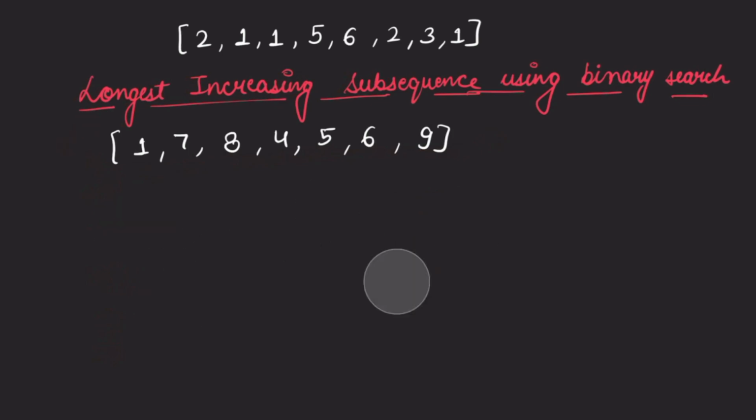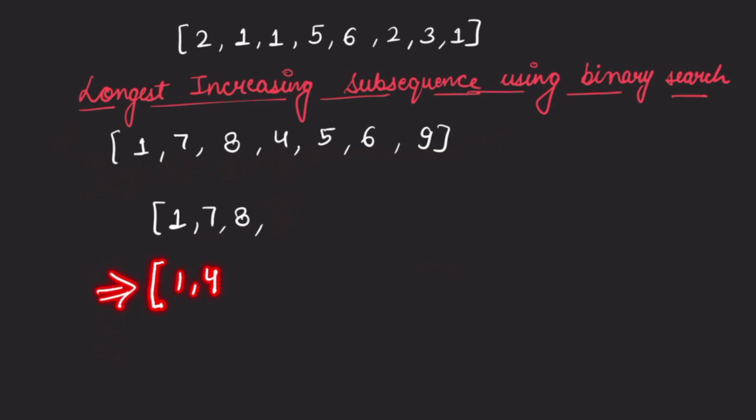So what we'll do is, let's start from the starting again. So we'll take 1 here, right? Then next is 7. We can take 7 because 7 is greater than 1. Then we can take 8 because 8 is greater than 7. Then for 4, we cannot take 4 here because 4 is smaller than 8. Right. Now earlier what we were doing is we were creating a new subsequence and we were keeping 1 and 4 here. Now what I am saying is that instead of creating a new subsequence, you utilize this one only and try to accommodate 4 inside this subsequence.